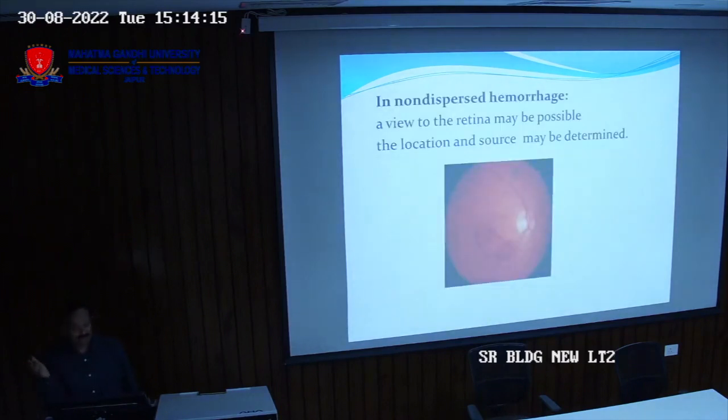As the slide shows, it can be a non-dispersed hemorrhage, which means the hemorrhage is localized to a certain portion of the posterior pole or the vitreous. This picture shows a localized area where blood is present. Usually this type of picture is seen when a small vessel or some pathology is localized at a small place.